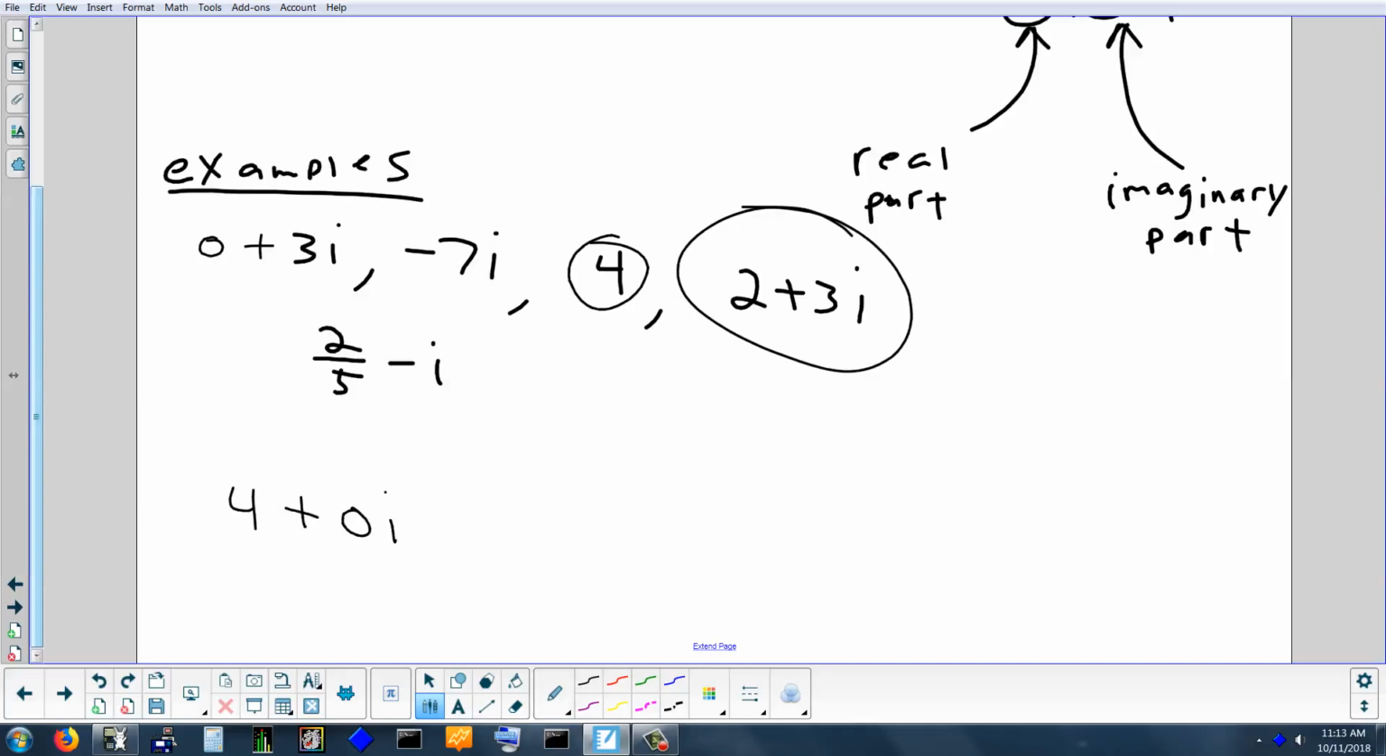Sometimes the real part is 0. Sometimes the imaginary part is 0. Sometimes neither part is 0. Depends on the number. Okay, like here, the imaginary part is a negative 1. You can always put a 1 in front of an i, just like you could with letters. Okay.